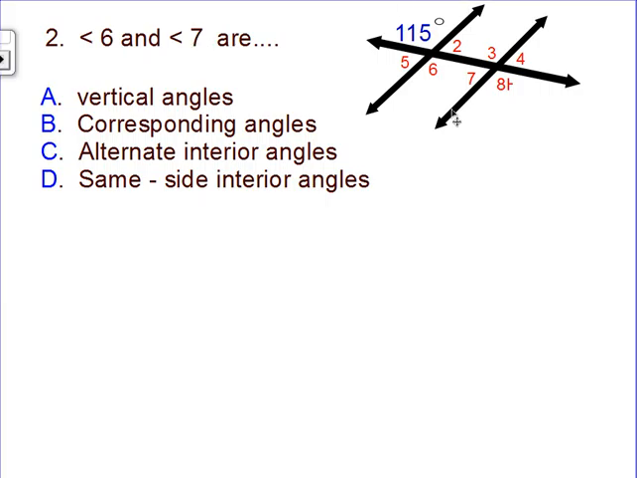Angle 6 and angle 7. Okay, I want you to try to answer this question. Okay, you should have gotten that angle 6 and angle 7 are same side interior angles. They're on the same side of the transversal and on the interior.